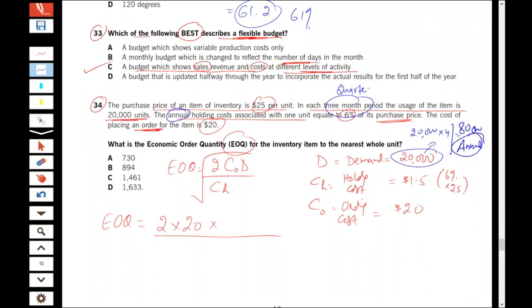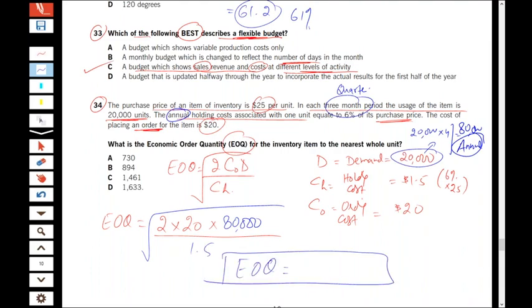Because we need to focus on the annual figure, it is written annual. This is the demand for every 3 months, so demand would be 80,000 divided by holding cost, that's 1.5. Just calculate the economic order quantity. The answer is 1461. We should take the annual demand because the word annual is used everywhere. And I've given the concept of the economic order quantity.